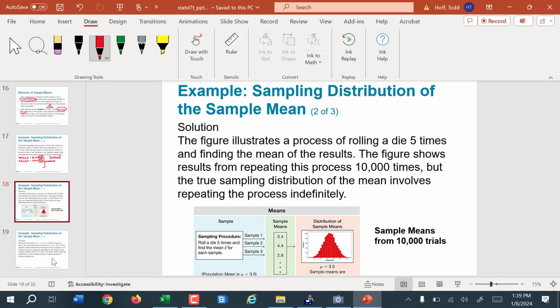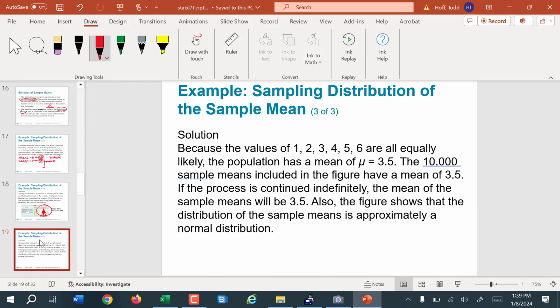So here's a little bit of an illustration of that. You can see here is our graph, a histogram of all of our different totals, and the center of that is this population mean of 3.5. Based on those possible values being equally likely, that's how we got the population mean of 3.5. We just added up 1 through 6 and divided by 6.